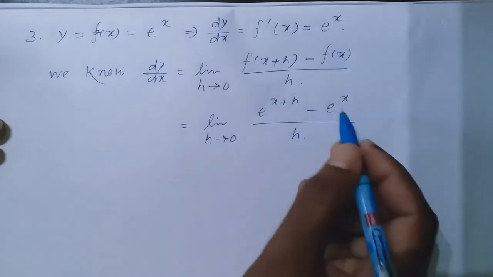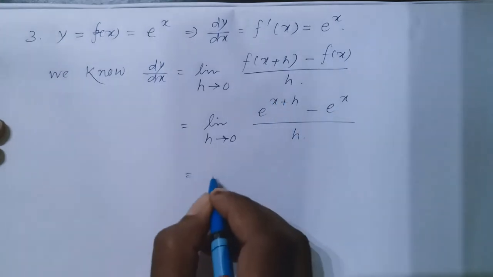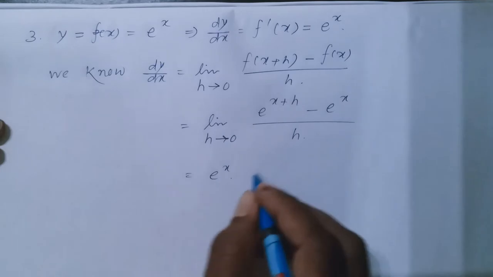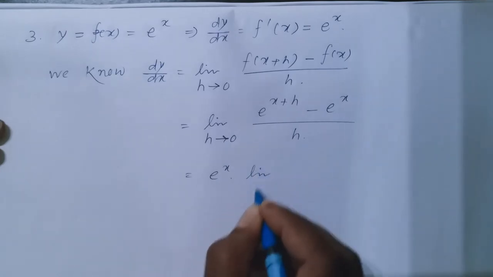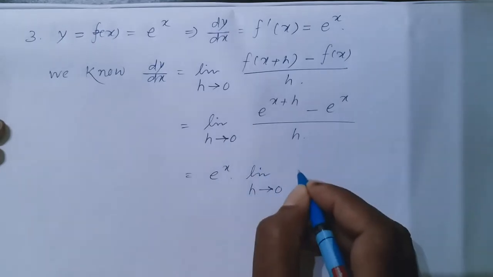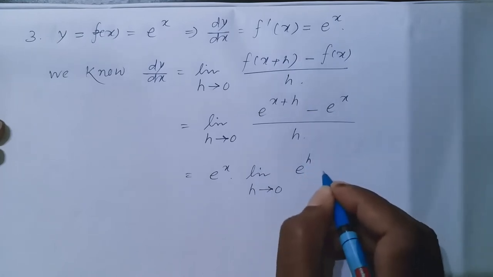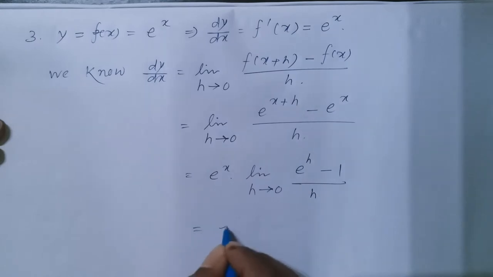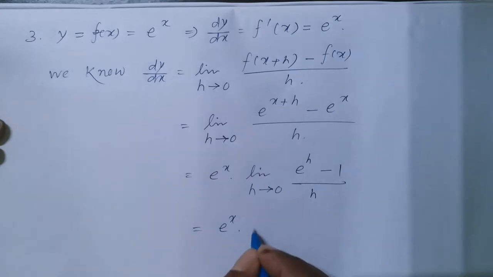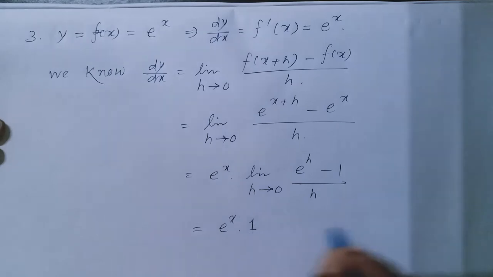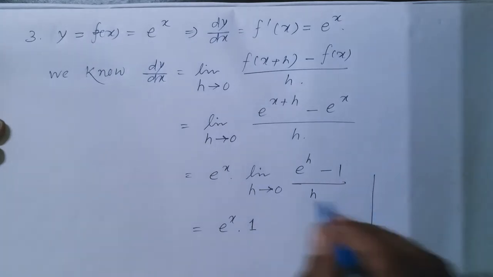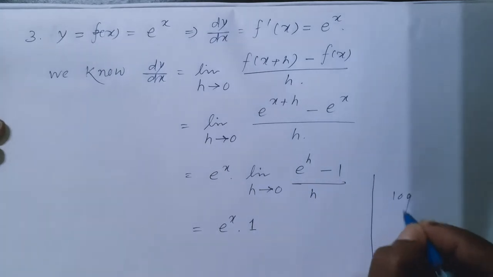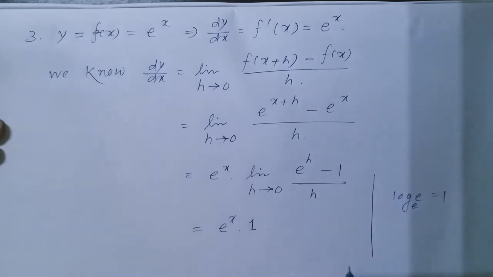As done earlier, e to the power x can be taken common and can also be taken outside the limit. So e to the power x into the limit of h tends to 0 of (e to the power h minus 1) divided by h. And this limit is log of e, base e, which is equal to 1. That is why you can directly write 1 here. So ultimately we got e to the power x.